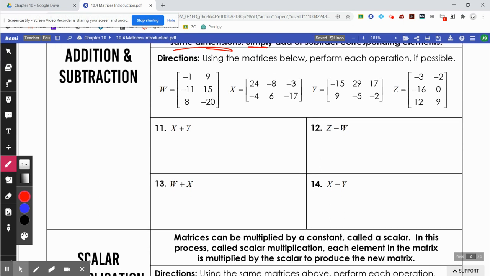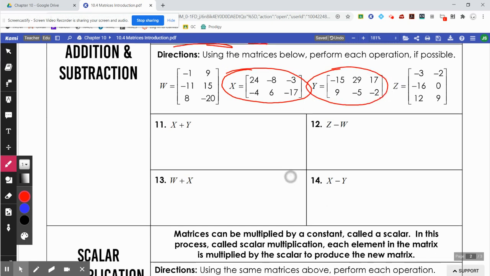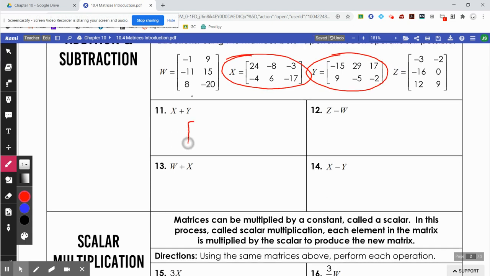So therefore, X plus Y. Let's first check to see, can we add them? Do they have the same dimensions? And they do. They're both 2 by 3 matrices. So to add them, you simply add corresponding elements.